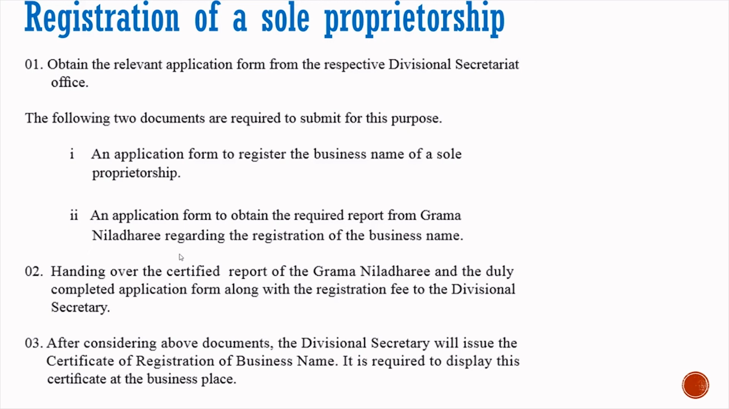After that, you should hand over the certified report of the Grama Niladhari and the completed application, these two documents, with the registration fee to the divisional secretariat or the divisional secretary. Next, after considering all the above documents, the divisional secretary will issue the certificate of registration of business name. It is required to display this certificate at the business place.